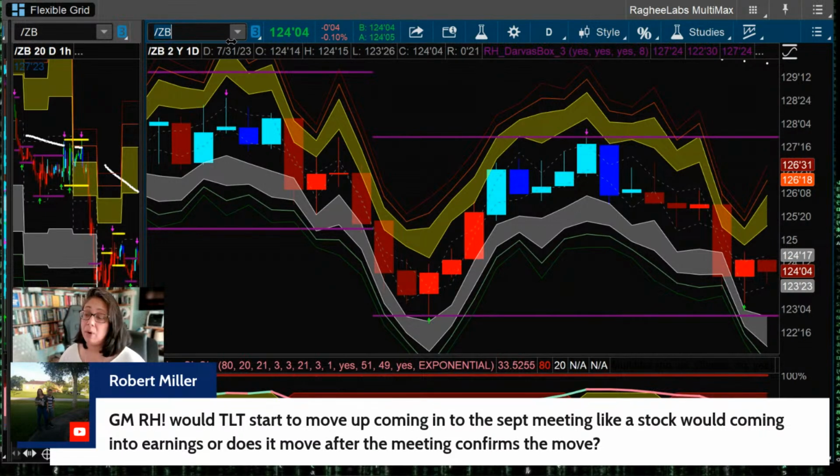I want to see TLT and ZB move higher. Would it have to be after September? Robert, I really don't know. If we're going to set the tone for August, which is a notoriously tricky month because it's probably one of the months that we have the most vacation. There's a lot of apathy in August. The last 2 weeks of August, if folks are going to try to take a vacation for summer, this is going to be it. So it's a tricky month.